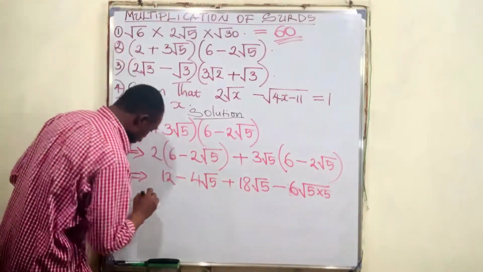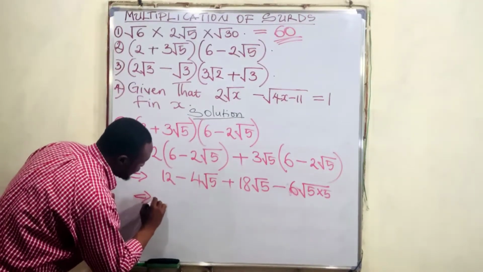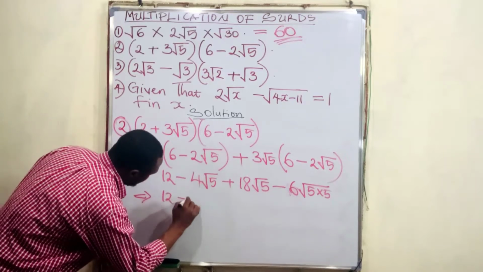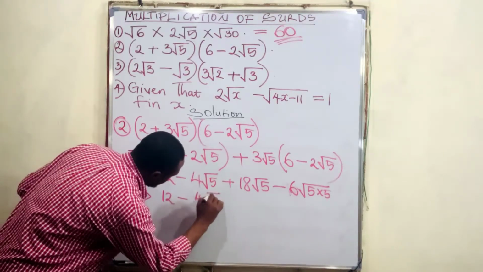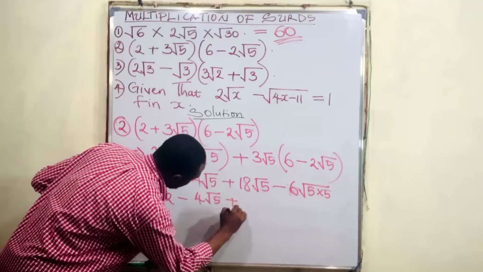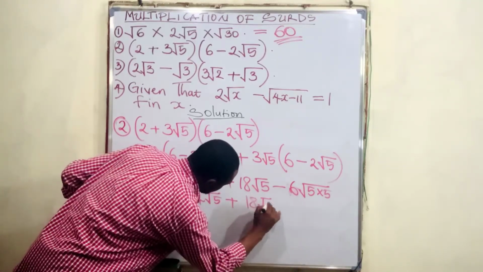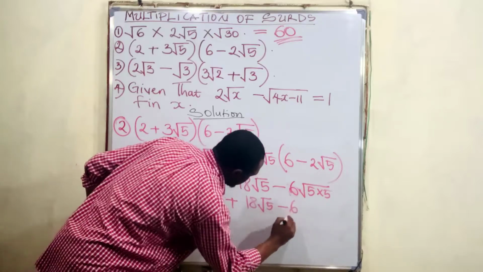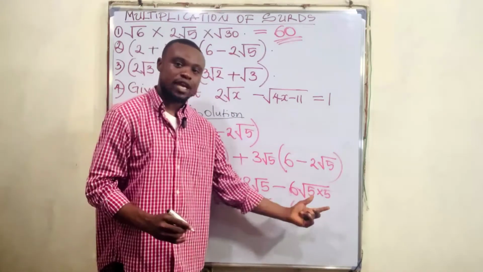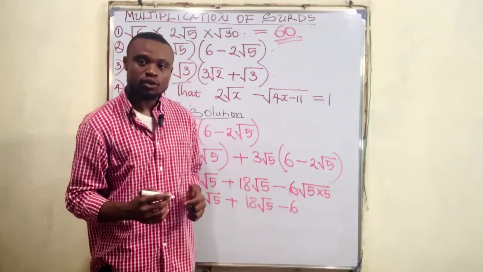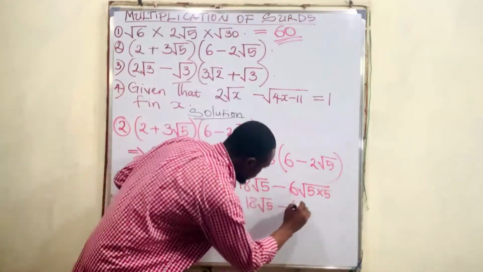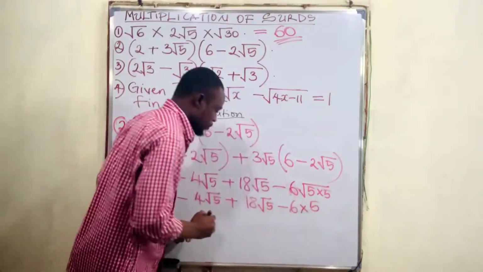Okay, so this implies this is 12 minus 4 root 5 plus 18 root 5 minus 6. Now, 5 times 5 is what? 25. The root of 25 is what? 5. So we have times 5 here.